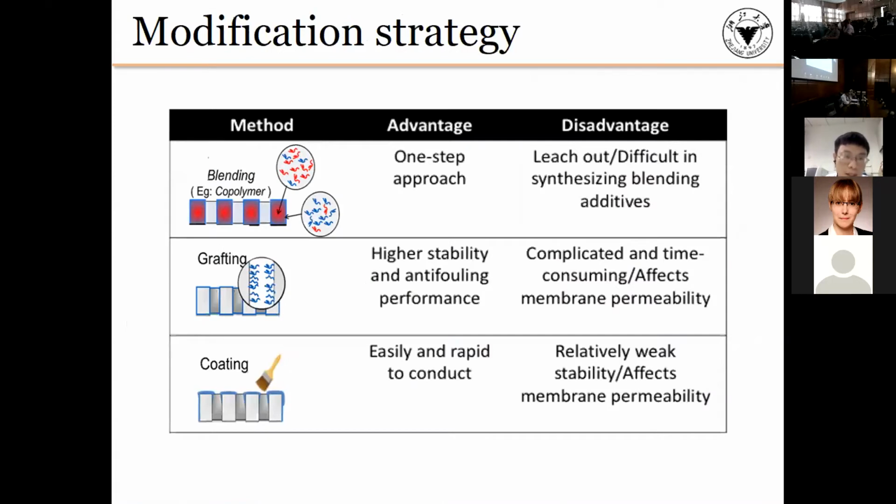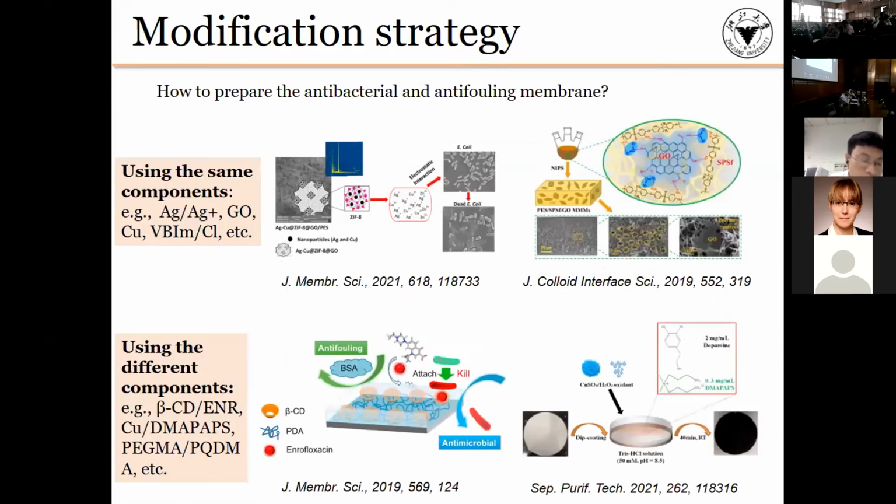Actually, there are many types of membrane fouling modification strategies. Here, I won't introduce them in detail, but how to prepare antibacterial and antifouling membranes? Roughly, I divide them into two types. One is using the same components, and another is using different components. For the first one, silver nanoparticles or silver ions, graphene, and also copper are always used.